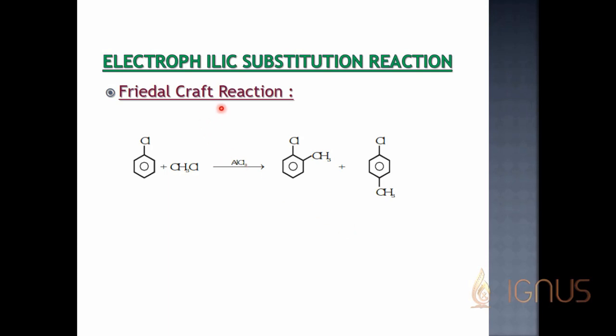Next, electrophilic substitution reaction. The first reaction is Friedel-Crafts reaction. Here a hydrogen atom of benzene is substituted with the CH3 group. Here we know that chloro is an ortho para directing group. Hence we will be getting two products, one ortho product and one para product, because of the presence of chlorine, which is an ortho para directing group.